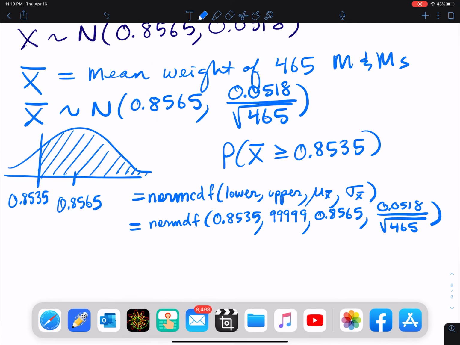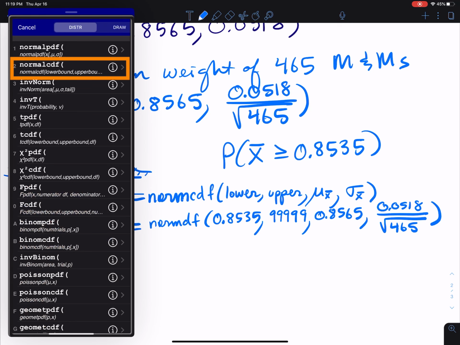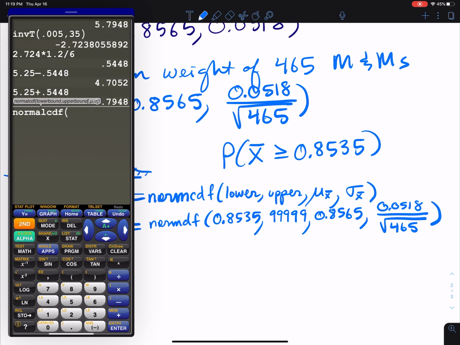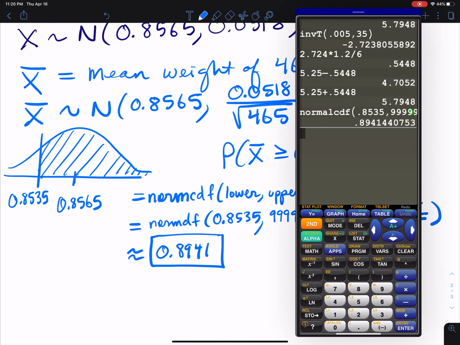Let's try it on a calculator. Second, distribution, norm CDF, 0.8535, comma, a bunch of nines, comma, 0.8565 is the mean, comma, 0.0518 divided by the square root of 465. We get approximately 0.8941. So that's the answer. That's it.